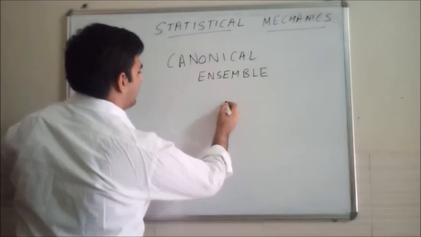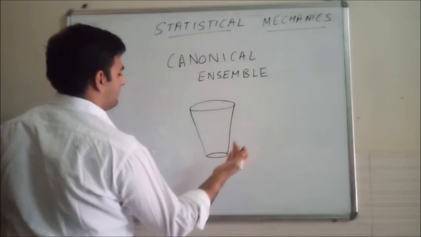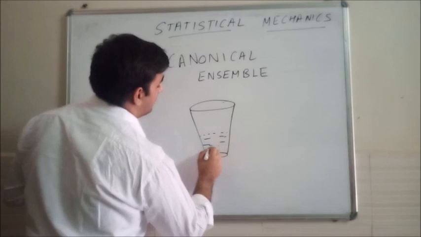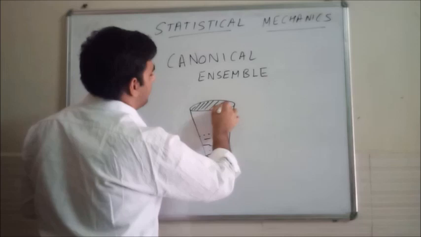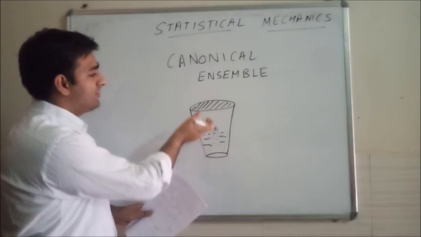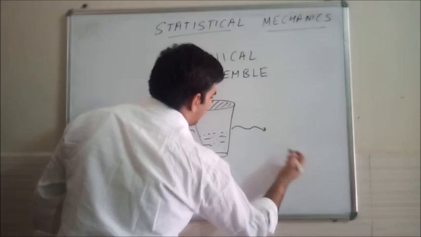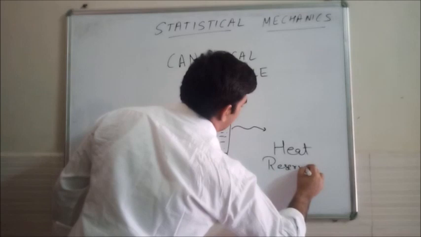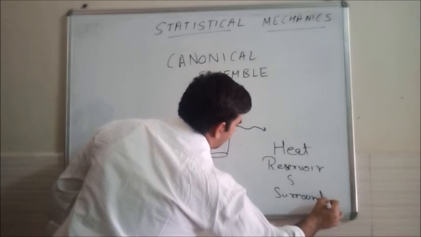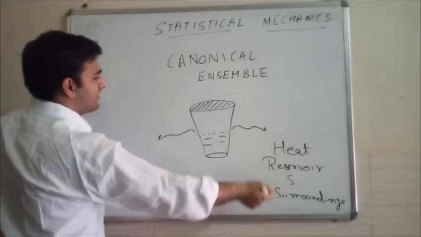A good example would be, let's take a glass made of conducting walls, some water, and some hot water, and put on the lid. So we will not allow the vapor to exchange with the surroundings. We will heat through these conducting walls, and the reservoir in this case is the solvent. This is our system, so we can exchange heat with the system, and say it is Q.